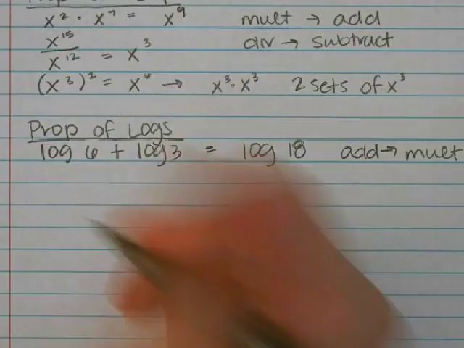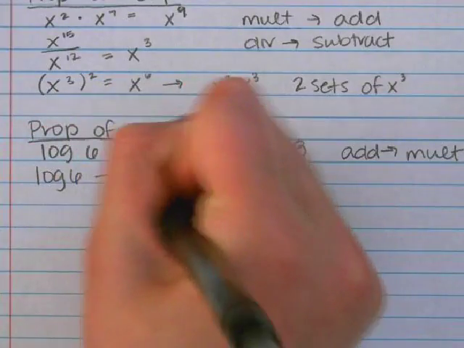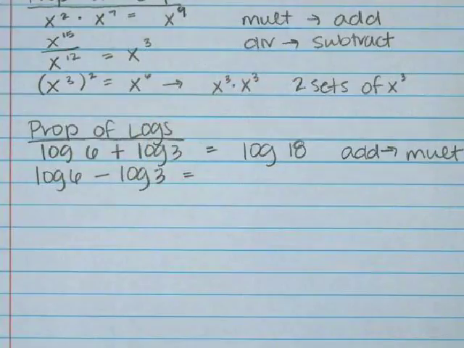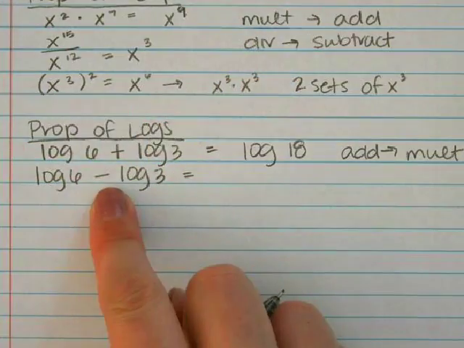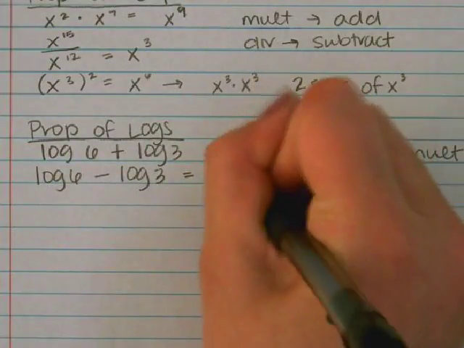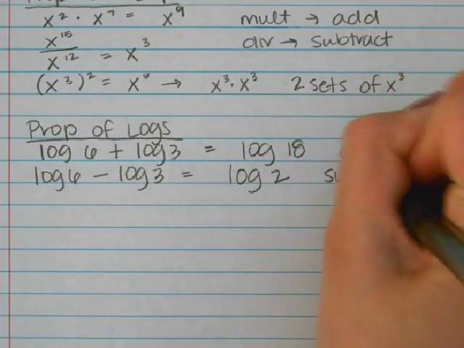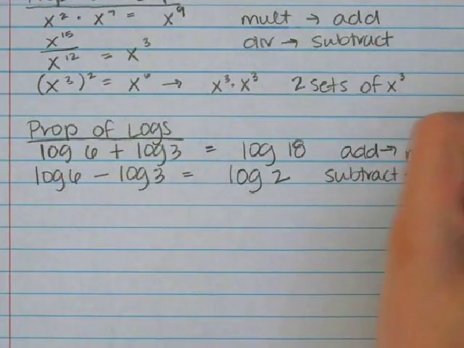All right, if we have log of 6 minus log of 3, subtraction really means division. And 6 divided by 3 is 2, so that would be log of 2. So subtraction really means division.